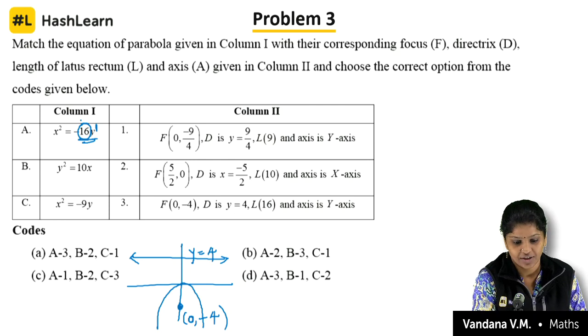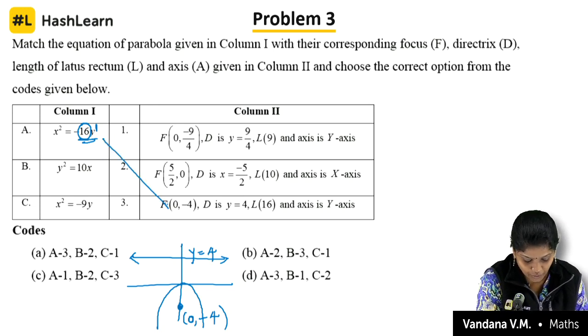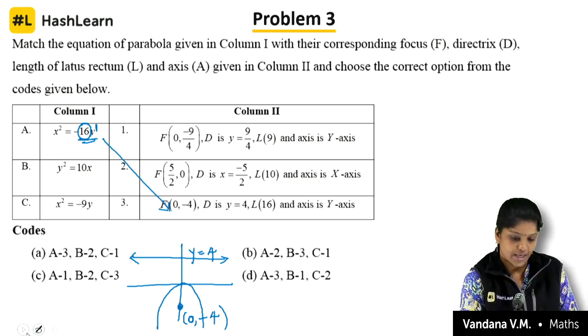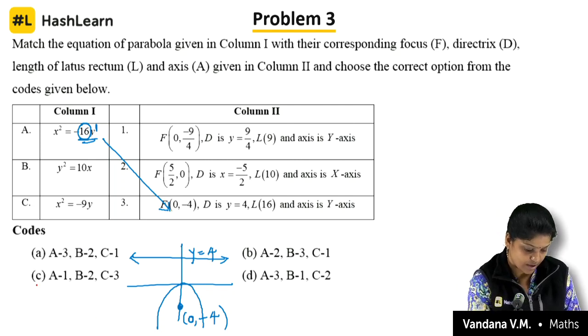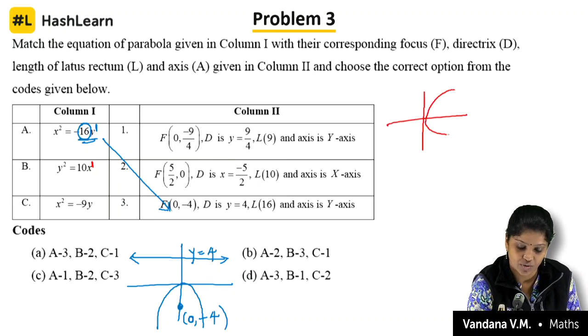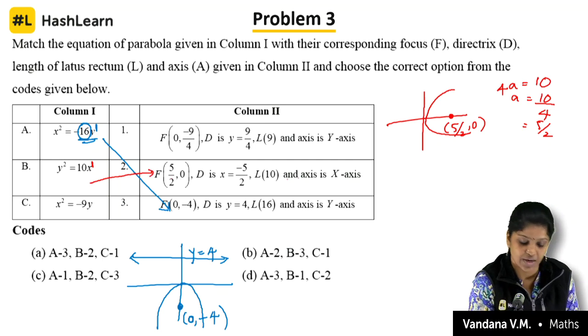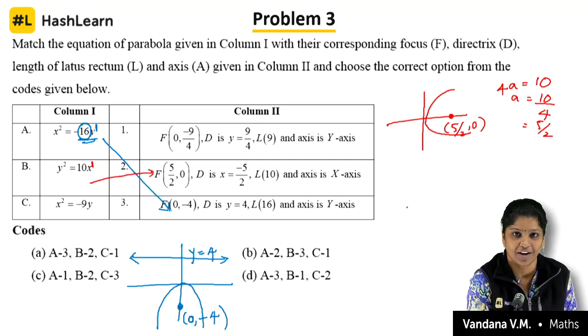Very good, Rajan. Excellent. 4a is 3, so a is 3. Immediately after doing this you can match. Next one, symmetry along the x-axis, so it has to come like this, right? So 4a is equal to 10, a is equal to 10 by 4, that is 5 by 2. On the x-axis it must be 5 by 2 comma 0. No need to see the remaining, but still you have to check.